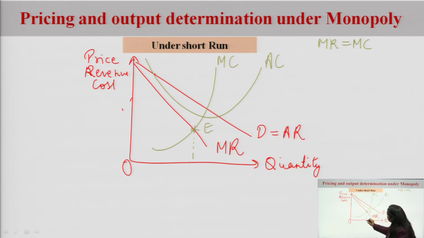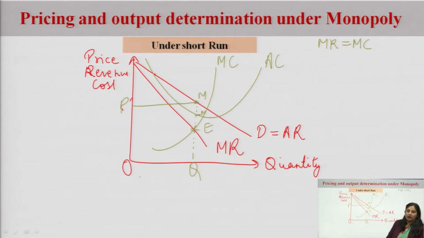Drawing an ordinate to the x axis, we get the point OQ. So, the optimum quantity determined here is equal to OQ. Now, at what price should he sell? This is the demand curve. So, this quantity he will be able to sell at this price, OP. We denote these points by M and N.